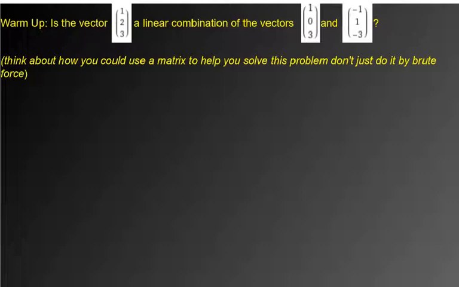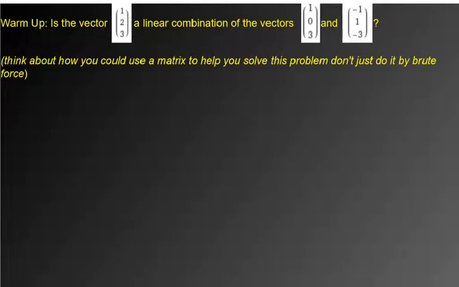So today, the plan is to talk about a very important topic called span. Span is very directly related to linear combinations, which there was a video on way long ago at the beginning of the year. And to kind of just remind you what this is all about, I thought we'd start with this example. So the question is: is the vector (1, 2, 3) a linear combination of (1, 0, 3) and (-1, 1, -3)?